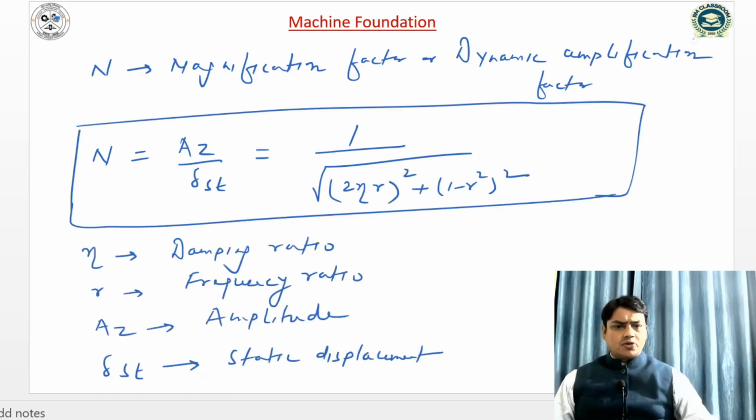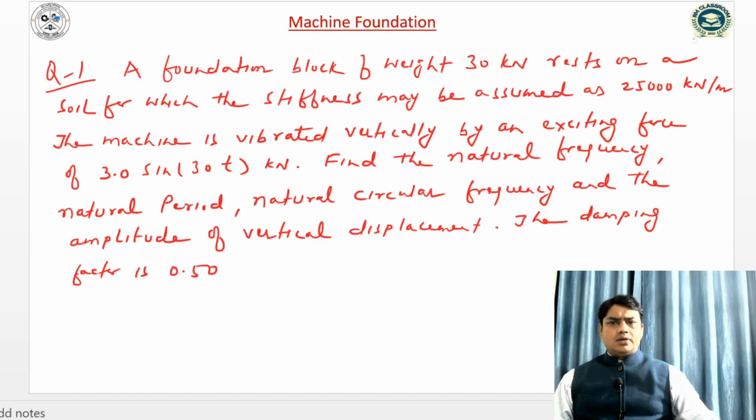So let us take one problem based on this. A foundation block of weight 30 kilonewton rests on a soil for which stiffness may be assumed as 25,000 kilonewton per meter. The machine is vibrated vertically by an exciting force of 3 sin 30t kilonewton. Find the natural frequency, natural period, natural circular frequency, and the amplitude of the vertical displacement. The damping factor is 0.5. So damping factor is nothing but the damping ratio.